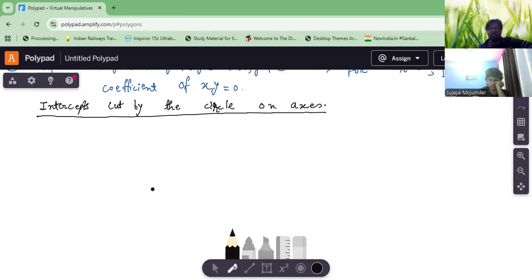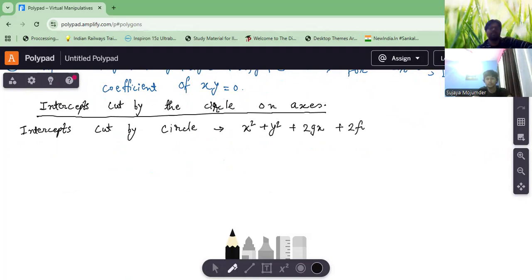So always remember the intercepts cut by a circle. The circle equation is a 2-degree equation, that is x squared plus y squared plus 2gx plus 2fy plus c equals 0.